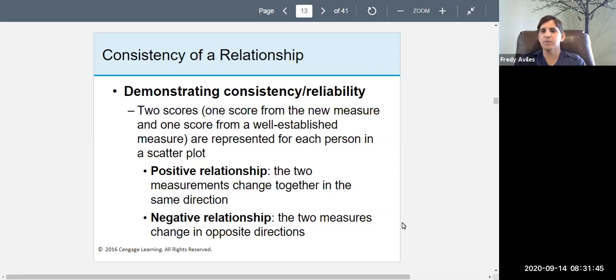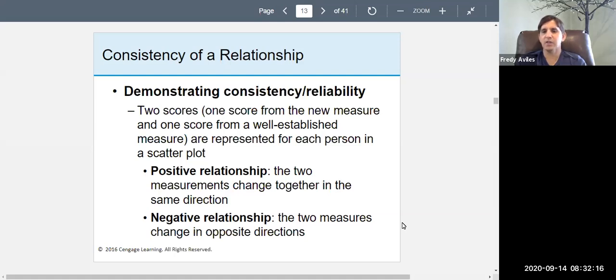that means the two measurements change together in the same direction. If you have a positive relationship, that means that people tend to score similarly on the first test and also on the second test. So if they score high the first time, they'll score high the second time. Or if they score low the first time, they also score low the second time. That's a positive correlation. So the scores basically either go up together or down together. It's a positive relationship.